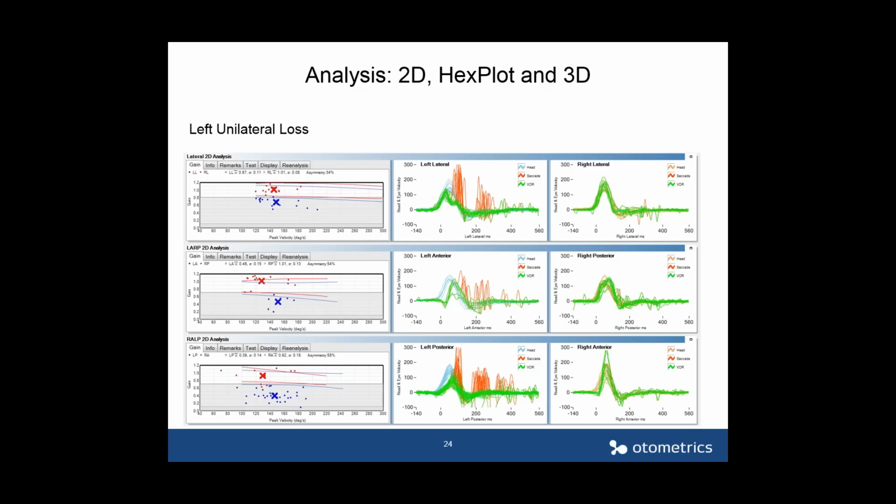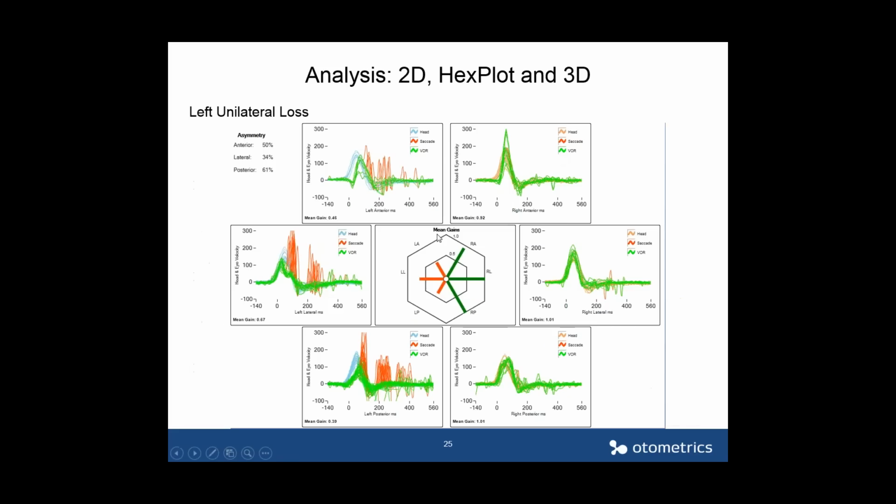So this has vestibular neuritis, both in the superior and inferior branch. And so this is on the left side. See these beautiful catch-up saccades, left lateral, left anterior, left posterior. The gain is low, the blue dots and the X is the mean. You can see that's all in the gray, and the right side is completely normal.